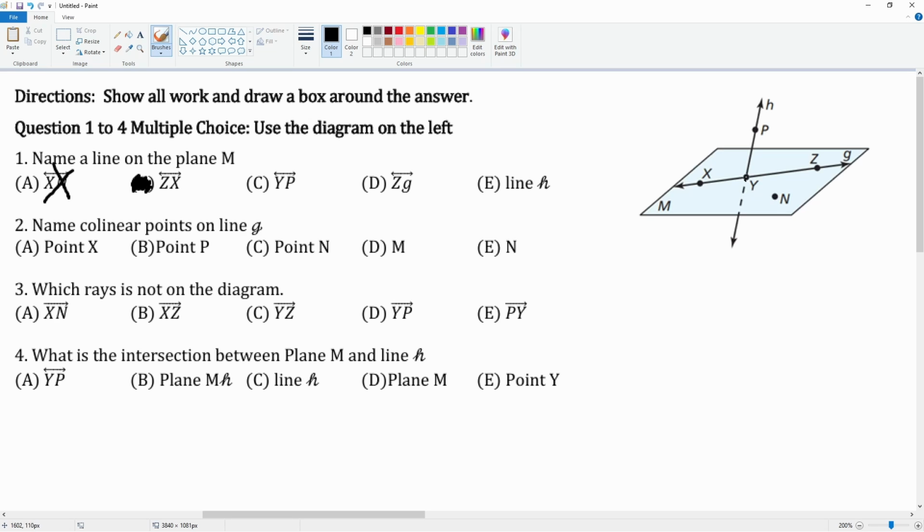YP is going up. That makes no sense. This is not even a line. Line H is going up. So that is correct as B.